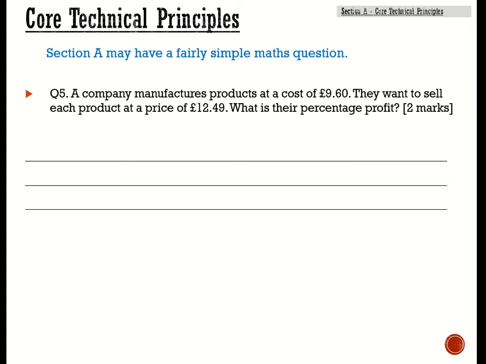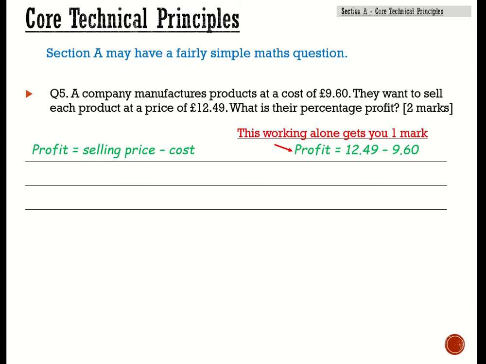Now you might not be confident in some of these maths topics. Let's say you're not good at percentages. Well, at least have a go. Profit, what does profit mean? Well, it's the money you make. So a simple formula would be the selling price minus your costs. If you just showed that, if you just showed the little bit of working that you might know, you can get a mark. In which case the profit here is £2.89.